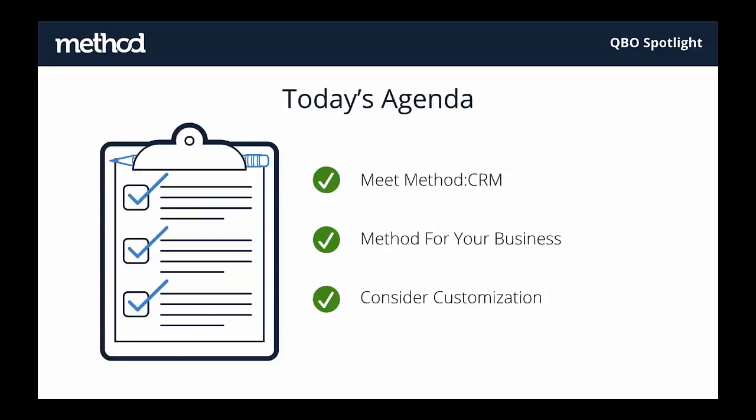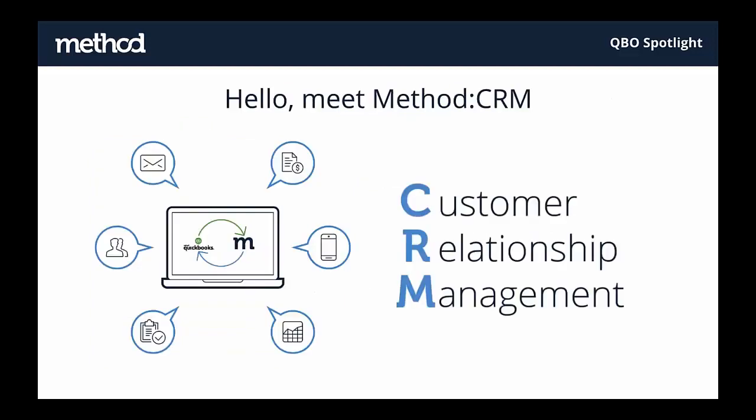The agenda today is going to be, as Leah mentioned, pretty short. We're just going to focus on three major areas within Method, right? And we're going to spend about 40 to 45 minutes inside of the Method product and taking a look at how this can work for your business and integrate with QuickBooks. And we're really going to focus on introducing Method CRM, Method for your business, and then some considerations for customization. So this is an area that I find kind of exciting near the end because it opens up the door for so much more than just what we're going to show here today.